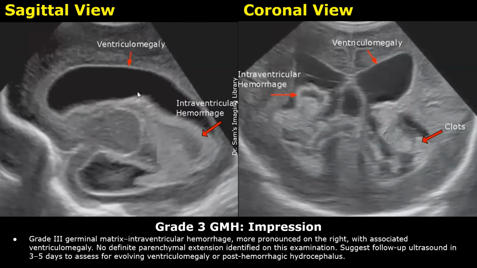Grade 3 germinal matrix intraventricular hemorrhage, more pronounced on the right, with associated ventriculomegaly. No definite parenchymal extension identified on this examination. Suggest follow-up ultrasound in 3 to 5 days to assess for evolving ventriculomegaly or post-hemorrhagic hydrocephalus.